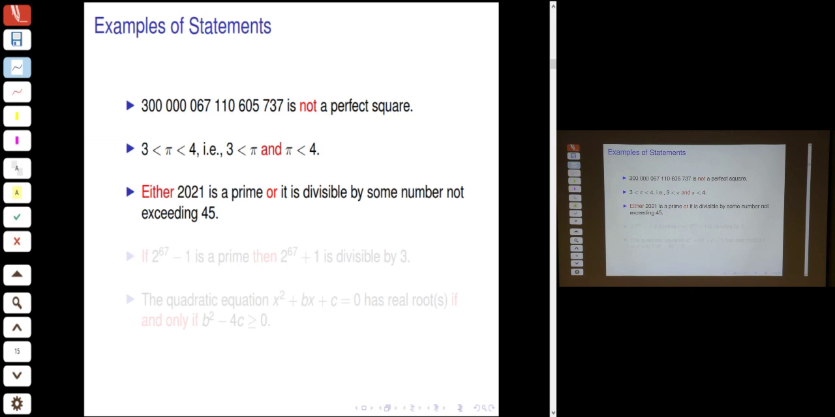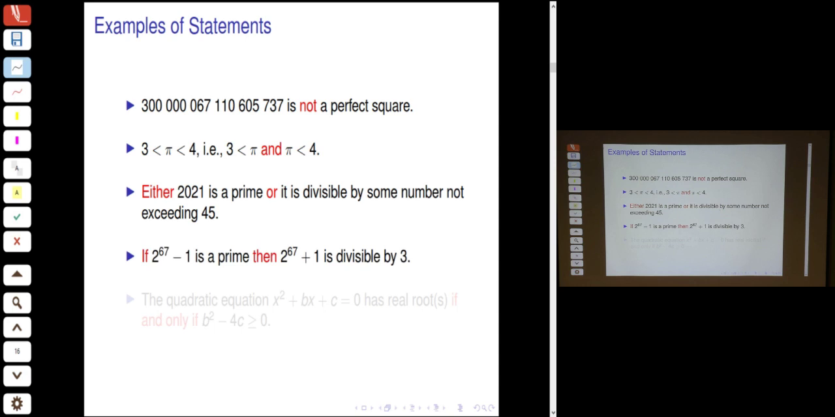It is divisible. You can use a number to divide. Right? It is divisible by some number not exceeding 45. So it's a statement about this particular number, 2021. It's a compound statement that has two parts, right? Connected by this either-or.